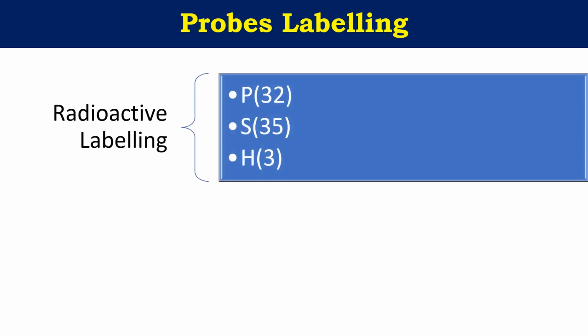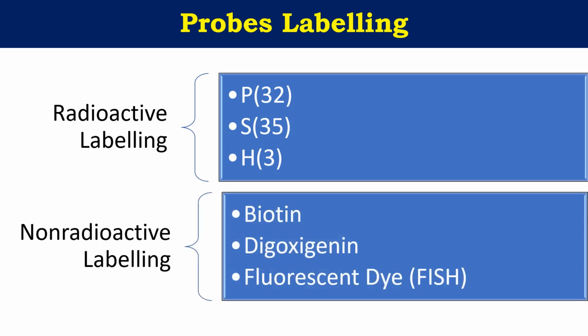Now, probe labeling can be done in two ways. Normally we have a probe which will be labeled, and it can be either radiolabeled or non-radiolabeled. When we talk about radiolabeling, we label with specific radioactive components, like phosphorus-32, sulfur-35, or tritium, hydrogen-3.